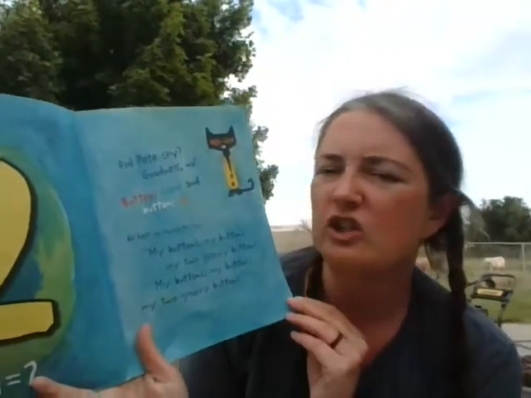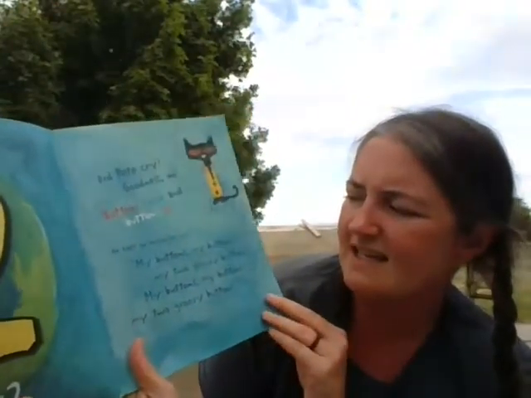Let's see if we're right. 2. 3 minus 1 equals 2. We're such great mathematicians. Did Pete cry? Goodness, no. Buttons come and buttons go. He kept on singing his song.